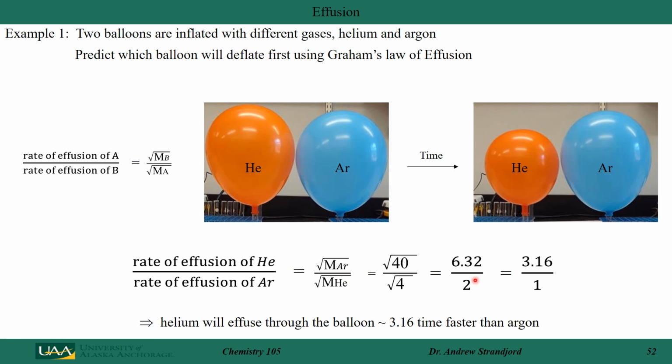Set up their relationship. So the rate of effusion of helium is 3.16 times as fast as the effusion rate of argon. You can see here, if I wait long enough, the helium balloon is smaller because its rate of effusion through the small pin-like holes in the plastic is faster than argon, which is a more massive molecule.